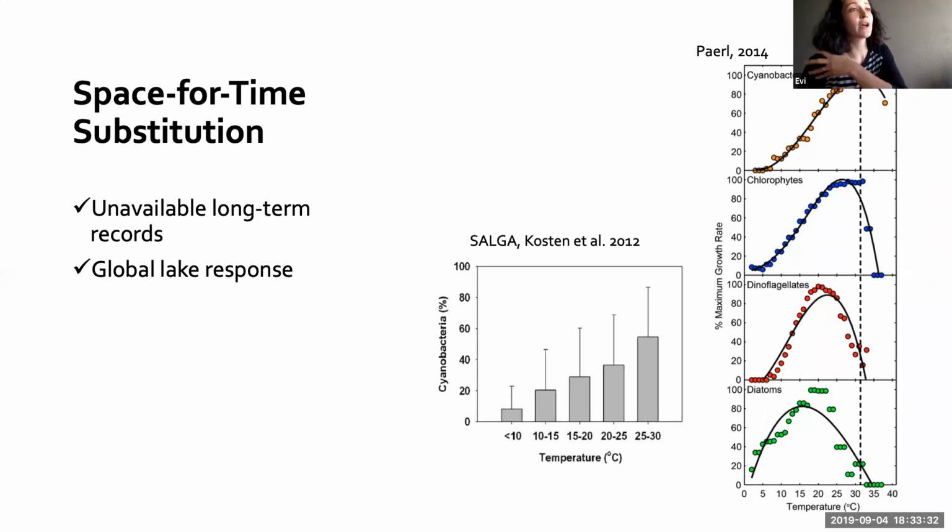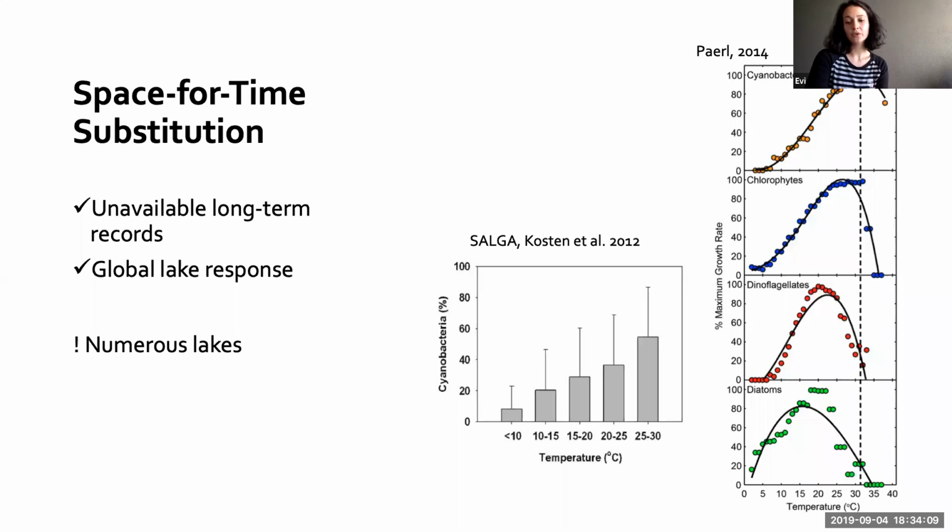On the right side, we have data that Pearl has collected on the optimal temperature for cyanobacteria growth, and it's between 25 and 30 degrees. That was exactly what Costin found in a spatial lake response, with cyanobacteria at higher biomass between 25 and 30 degrees. In order to achieve a good space-for-time substitution, we need numerous lakes, which is a drawback of this method, but it's possible if there are many collaborators.